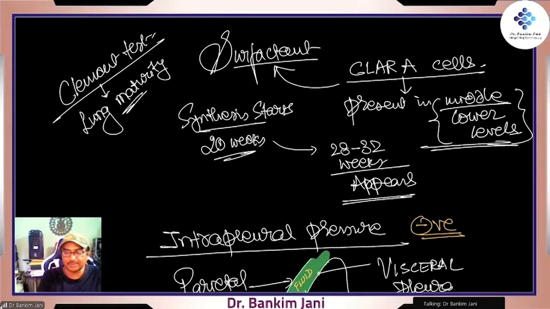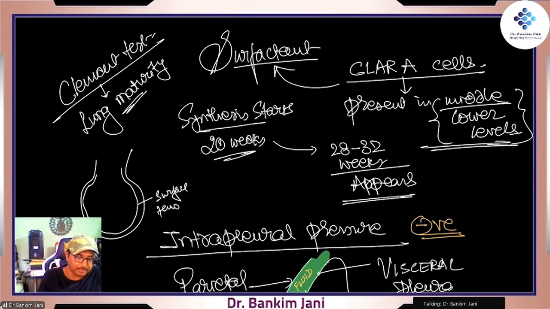Now we talk about the surfactant. Surfactant is one of the most vital substances, because here is the alveoli. Inside this is the fluid, right? That fluid has got surface tension, and this surface tension makes it collapse. So surfactant breaks the surface tension so that it prevents the collapse. Surfactant is released by these Clara cells present in middle or lower levels.